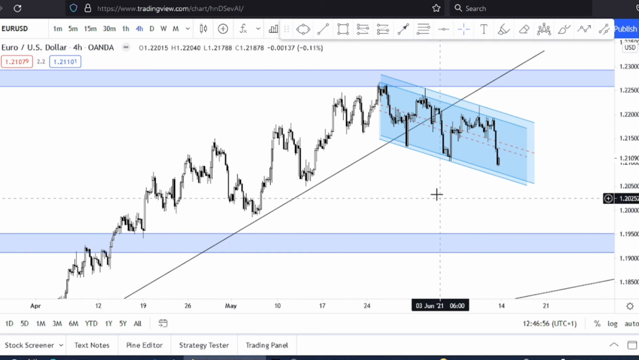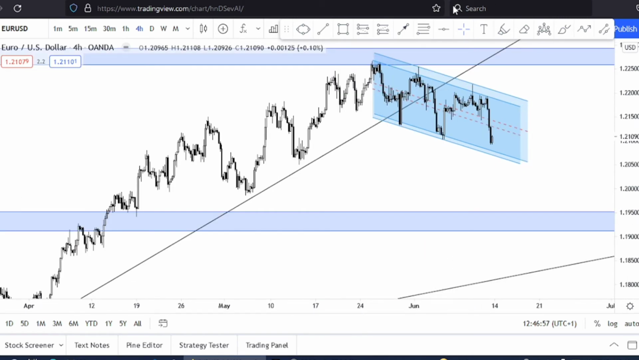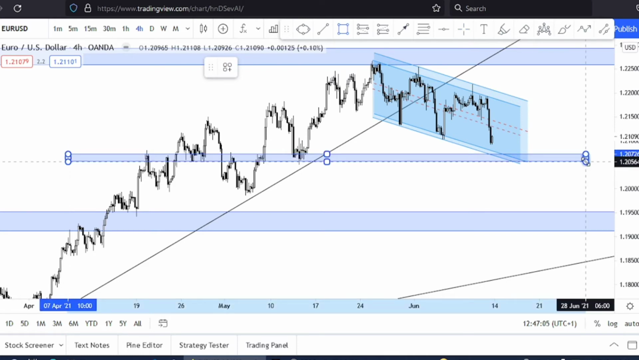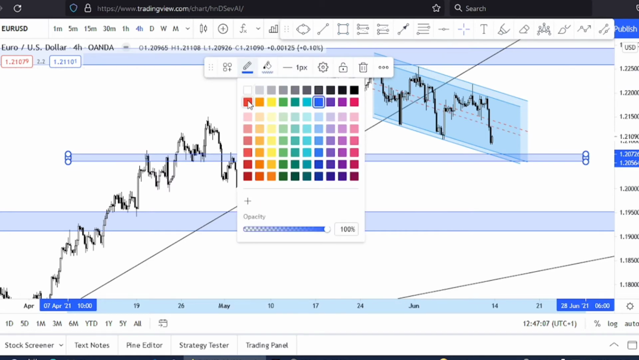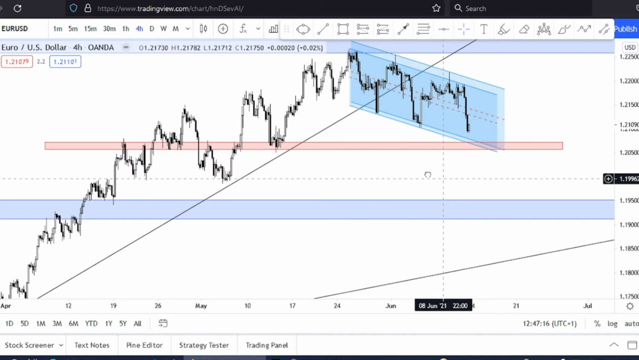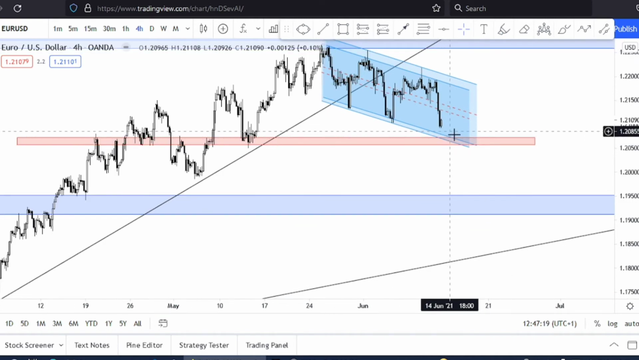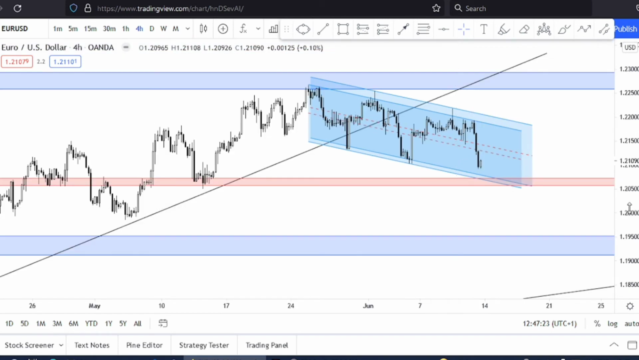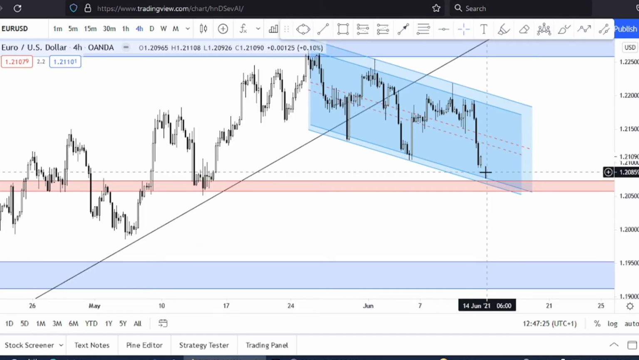On this level you can draw another support level. I can see here that there is a support level that price has tested several times. Change this to red. Price has tested it here and here as well. My belief that price is still going down to this zone to test it is because of the confluence I'm seeing, that the bottom of this channel coincides with this support level.